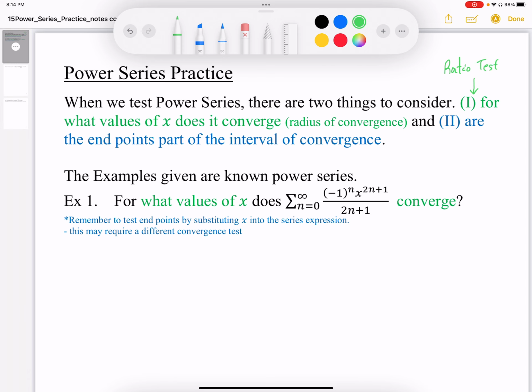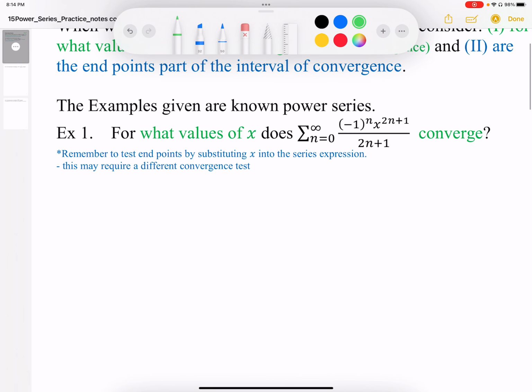And then secondly, we need to test the endpoints to figure out the interval of convergence. Do we include the endpoints for that interval, or do we exclude the endpoints for that interval? So we start with the ratio test, and then we test the endpoints.